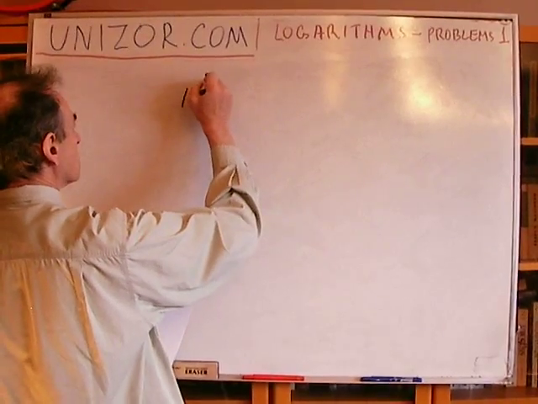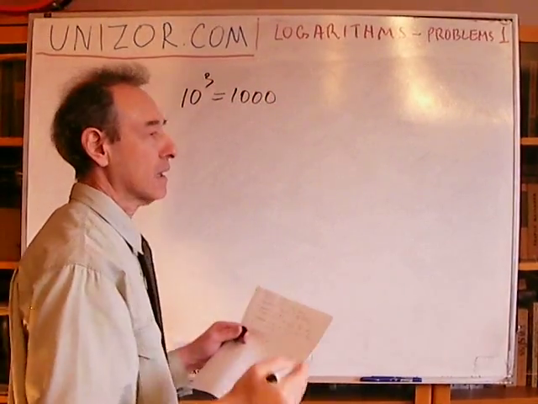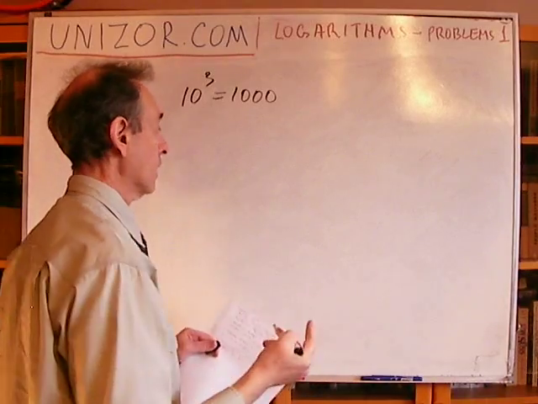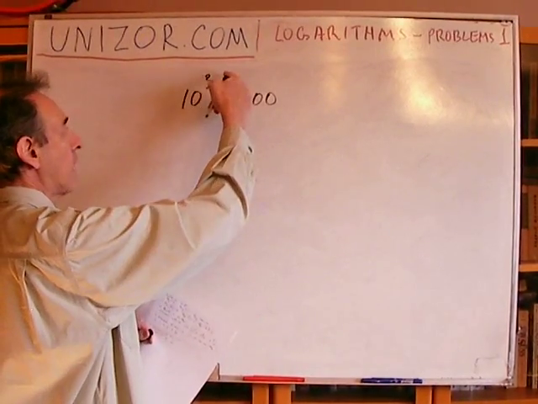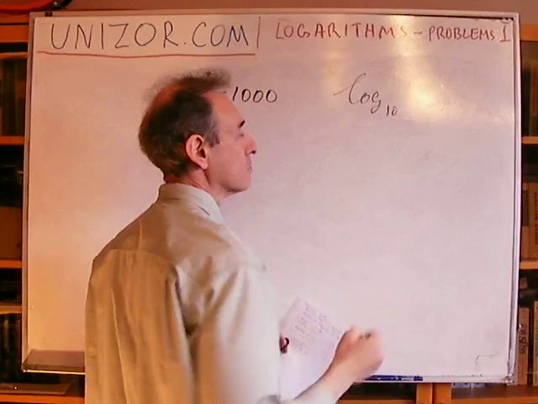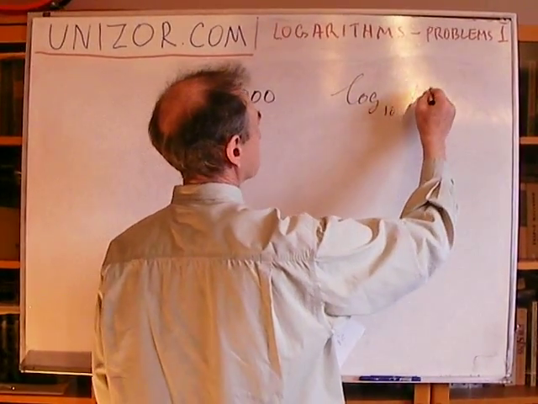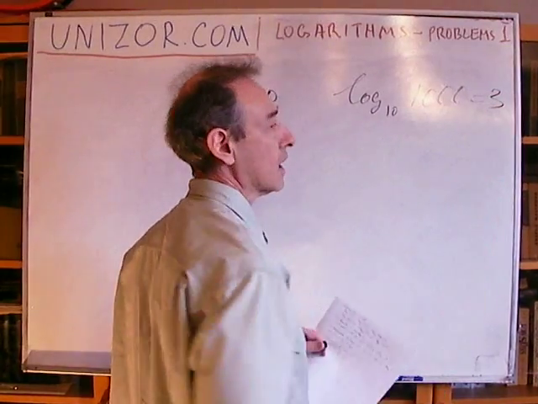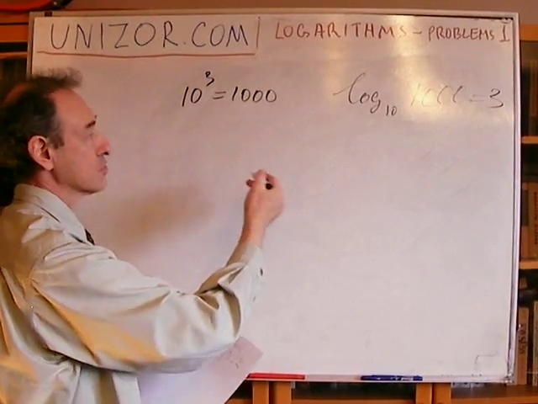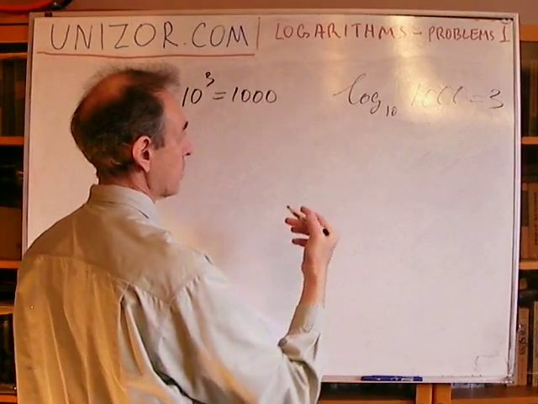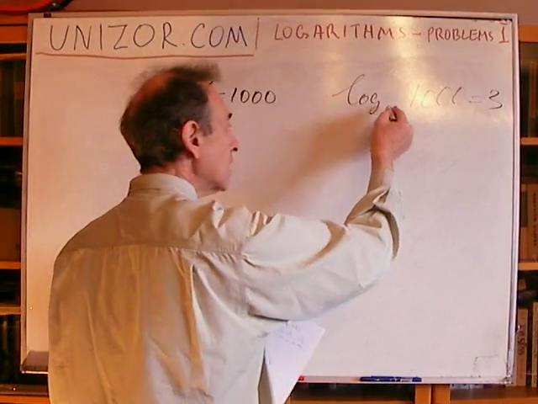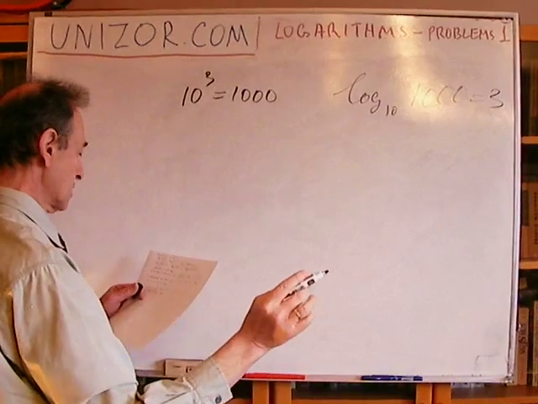So, if I know that 10 cubed is equal to 1,000, how can I rewrite this exponential expression in logarithmic form? Okay, let's just think about it. I know that 10 to the power of 3 is equal to 1,000, right? Now, that means that if I take the logarithm base 10 of 1,000, I should get 3. That's what it means. This is exactly the same expression written differently, using the logarithm. The meaning of this notation is exactly the same as the meaning of this notation.